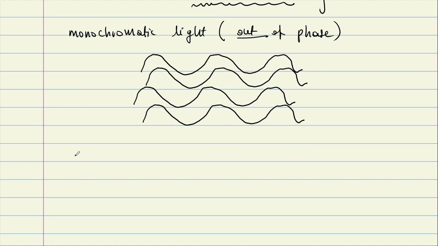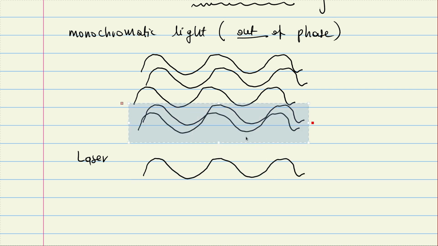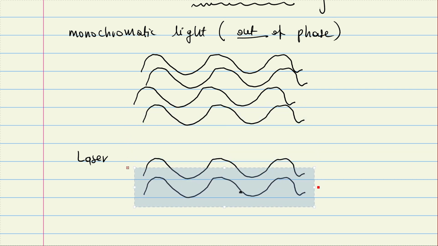And lastly, laser. Let me call this laser. A monochromatic light which is in phase, is like this, where all the photons are exactly synchronized like this.